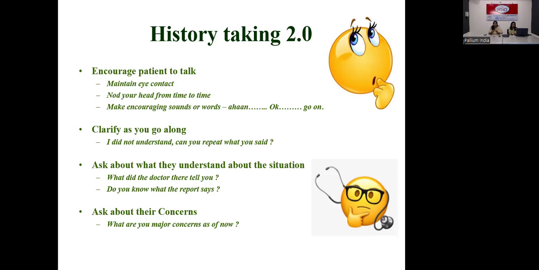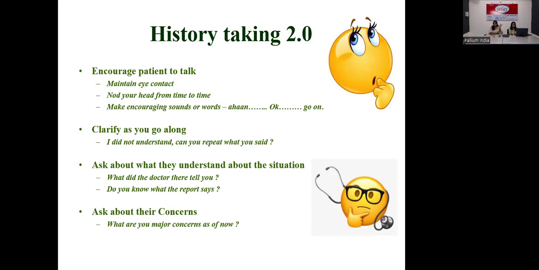So we might need to probe into their concerns to find what actually is bothering them. I'm just giving some examples. It does not always have to be related to that. It could be anything. It could be maybe I'm not able to work properly, I'm not working properly in my work setting. It could be anything. So ask what are your major concerns as of now.